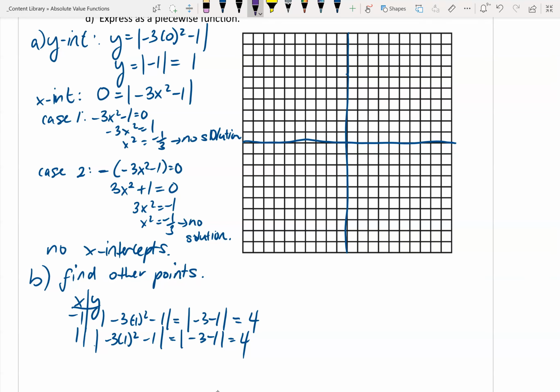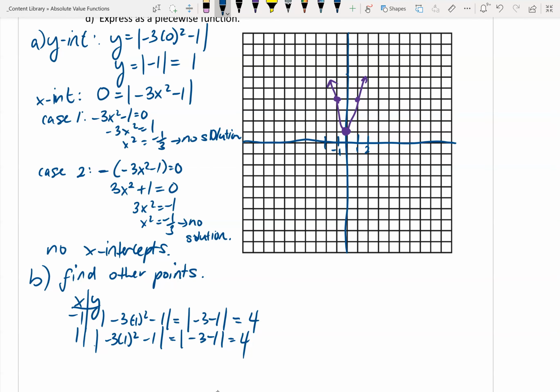So our first point is going to be at y equals 1, which is our y-intercept. And then our next points are going to be at -1, 4 and 1, 4. I'm going to connect these points from left to right. It just looks like your normal parabola.